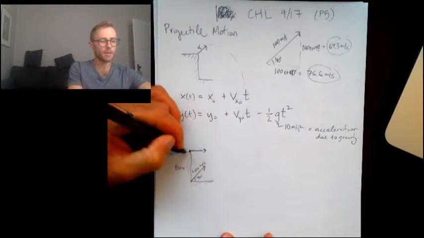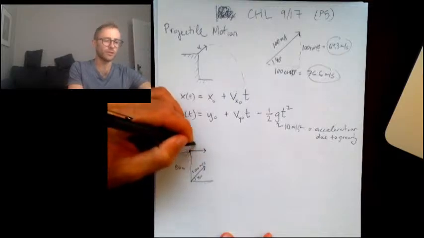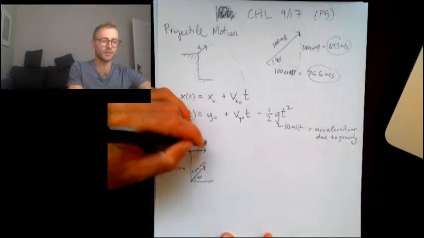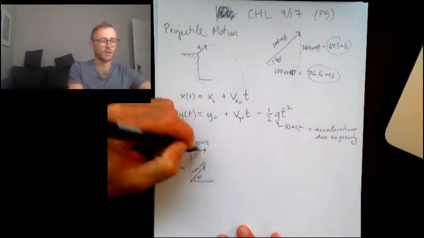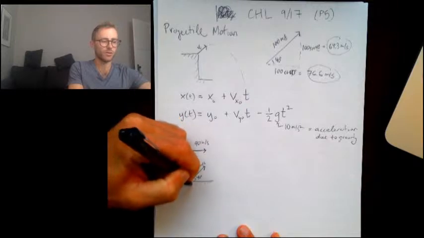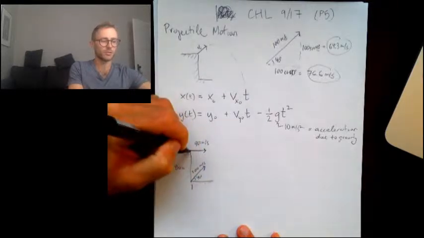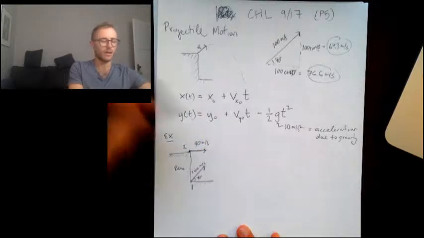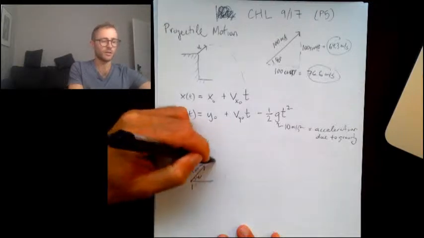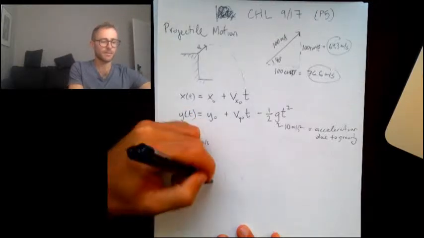Okay, and we'll say that the horizontal launch speed is 90 meters per second. And these two projectiles are launched at the exact same time, so I will call this projectile 1 and this projectile 2. So projectile 2 is going to kind of go like this, and projectile 1 is going to go like this.